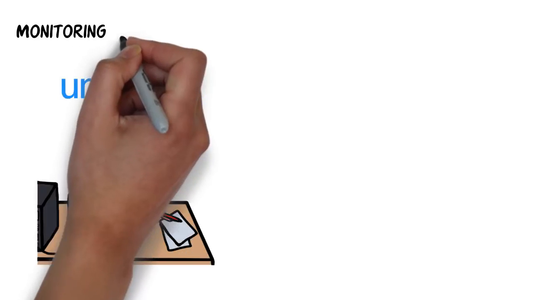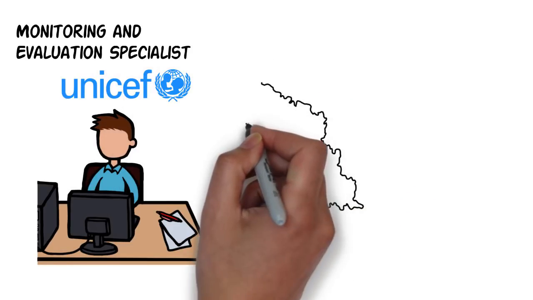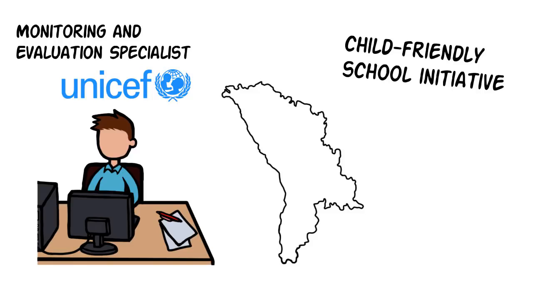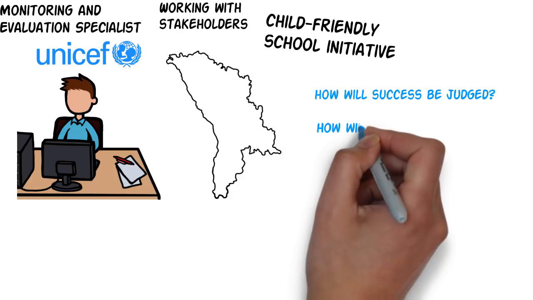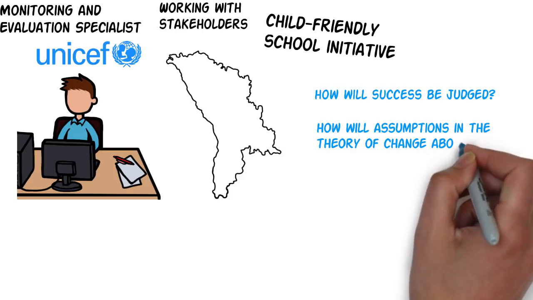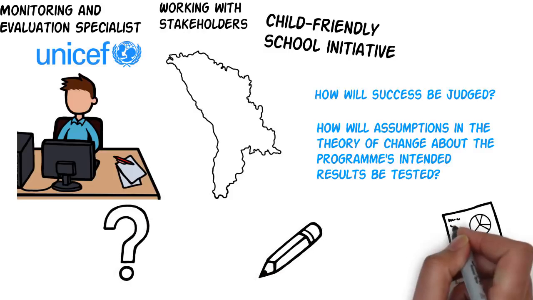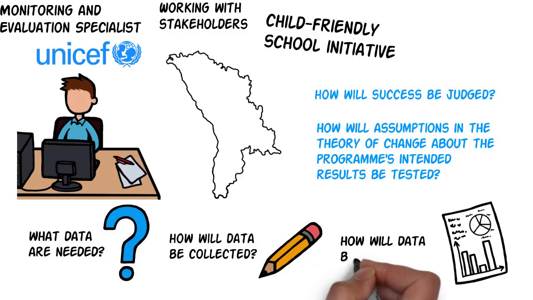Meet Vadim. He is a monitoring and evaluation specialist at UNICEF Moldova and is in charge of evaluating the local child-friendly school initiative. Vadim has done all the necessary background work and established the theory of change, the key evaluation questions, and evaluative criteria. He knows how he will judge the success of the program and test the assumptions made in the theory of change about the program's intended results. Vadim now needs to sit down with his team and decide what data are needed, how to collect them, and the best way to analyze the data to answer the key evaluation questions.